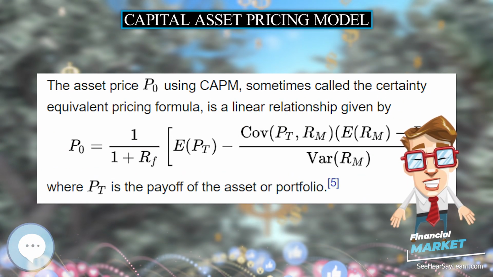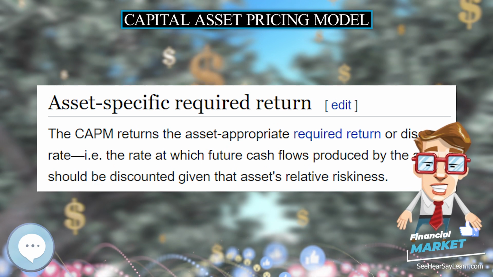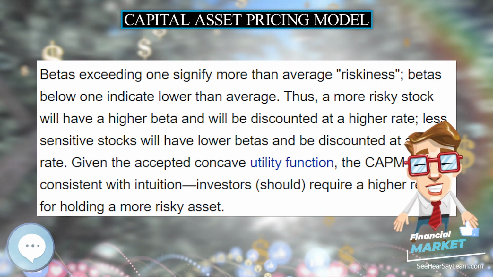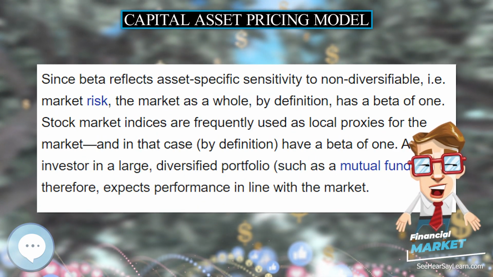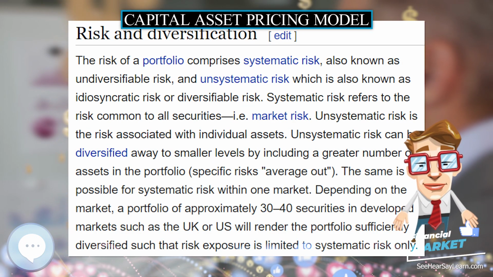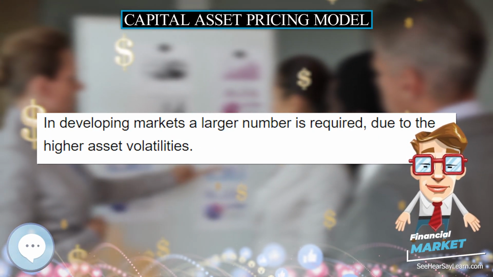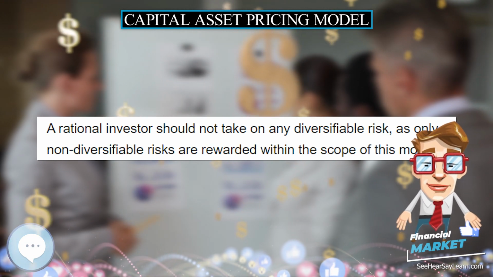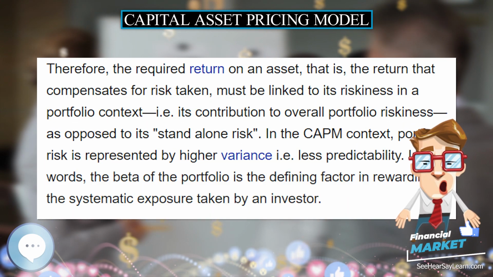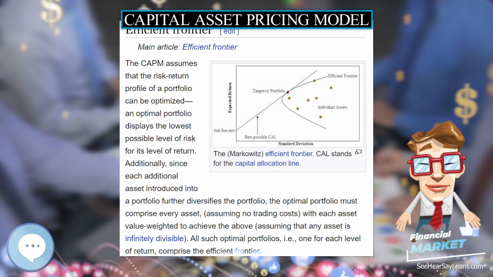The CAPM assumes that the risk-return profile of a portfolio can be optimized. An optimal portfolio displays the lowest possible level of risk for its level of return. Additionally, since each additional asset introduced into a portfolio further diversifies the portfolio, the optimal portfolio must comprise every asset, assuming no trading costs, with each asset valuated to achieve the above, assuming that any asset is infinitely divisible. All such optimal portfolios, i.e., one for each level of return, comprise the efficient frontier. Because the unsystematic risk is diversifiable, the total risk of a portfolio can be viewed as beta.